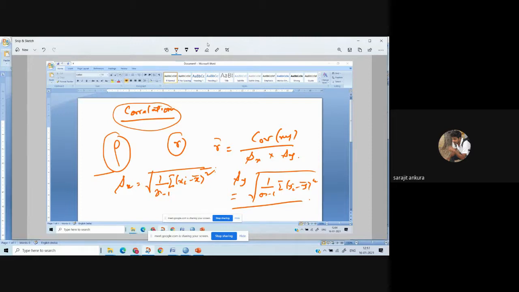What advantage do we get if we write the formula this way? First of all, it is unit free, because covariance of xy means unit of x times unit of y. For example, say x unit is centimeter, then x bar is also centimeter and Sx is also centimeter. Say y is in gram, so y bar is also gram and Sy is also gram. In the numerator the unit is centimeter gram, and the denominator unit is centimeter as well as gram, so the unit will be cancelled. That's why correlation is a unit-free measure.